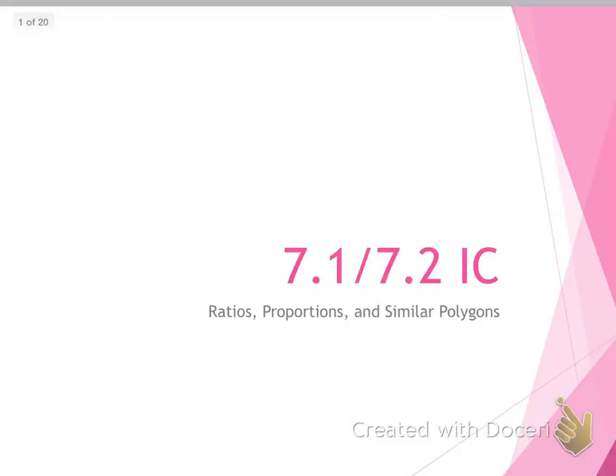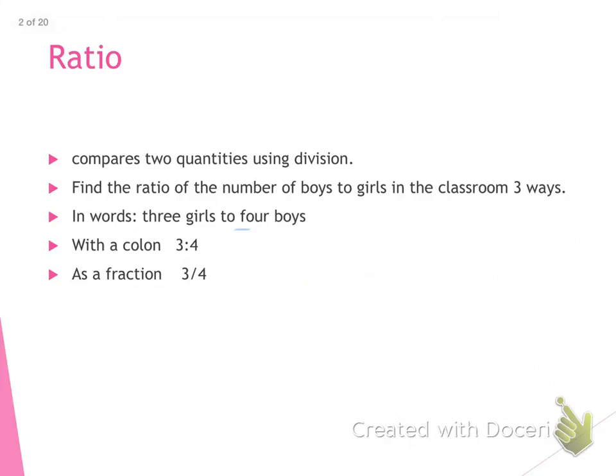Okay, in this video we're going to be talking about ratios, proportions, and similar polygons that we're going to find scale factors of. So when we're talking about ratios, we're comparing two quantities using division. We could do it in words, so 3 girls to 4 boys. My two quantities are 3 and 4. We could use a colon, or we could use a fraction. So 3 to 4, 3 to 4.